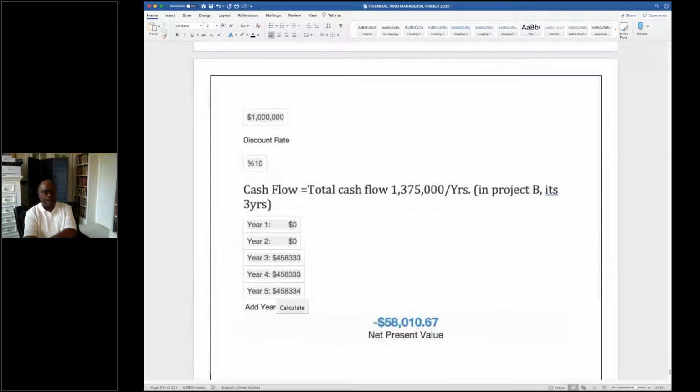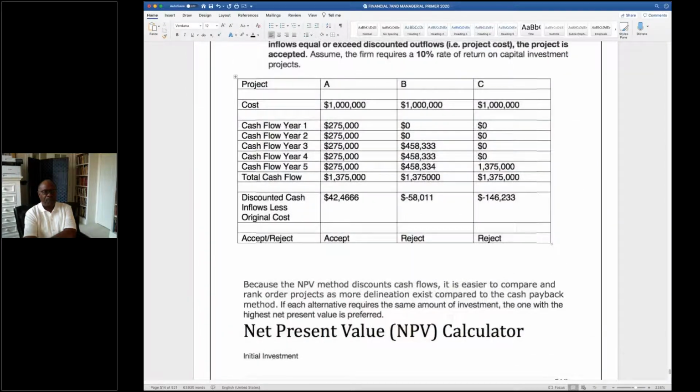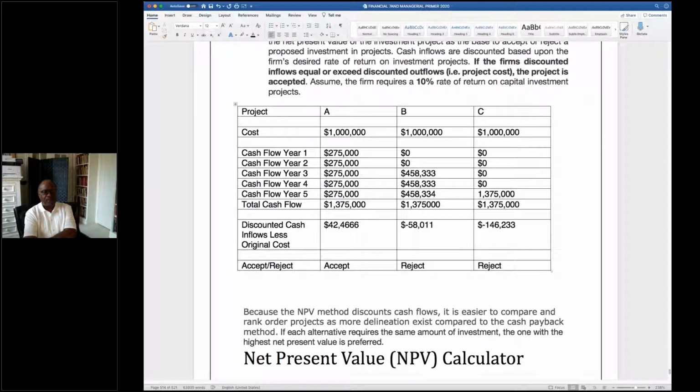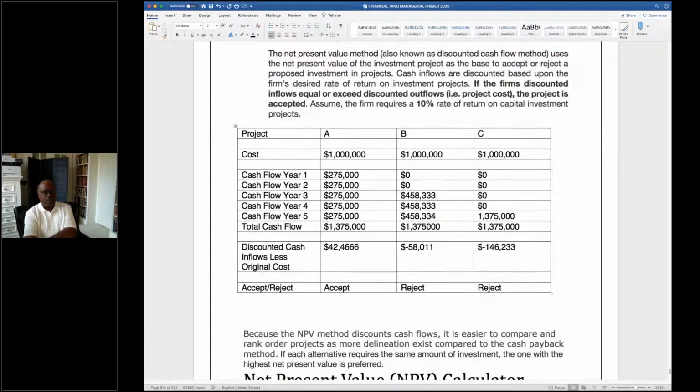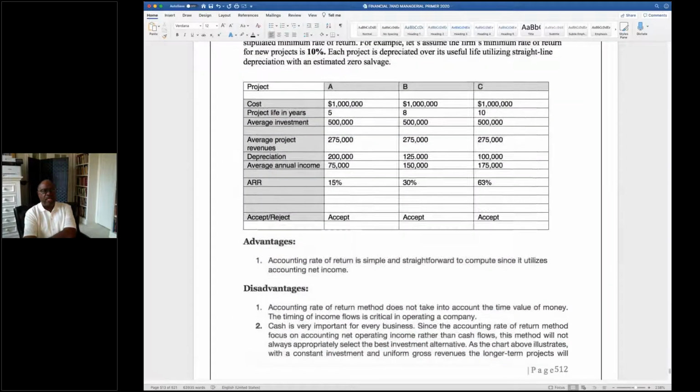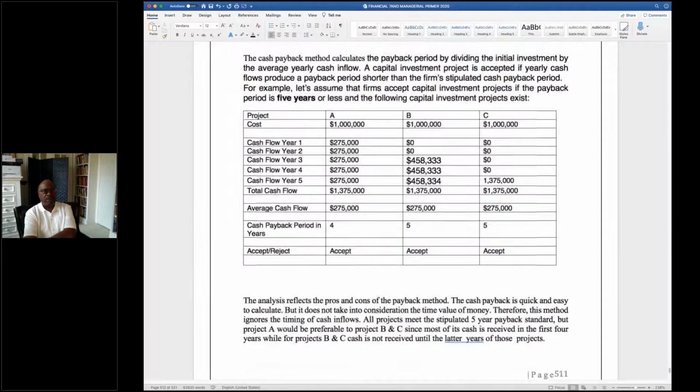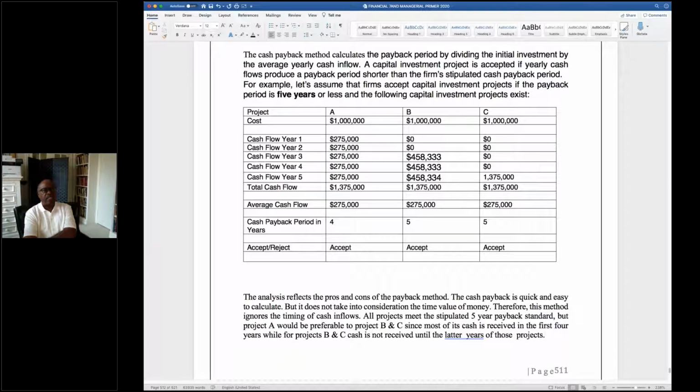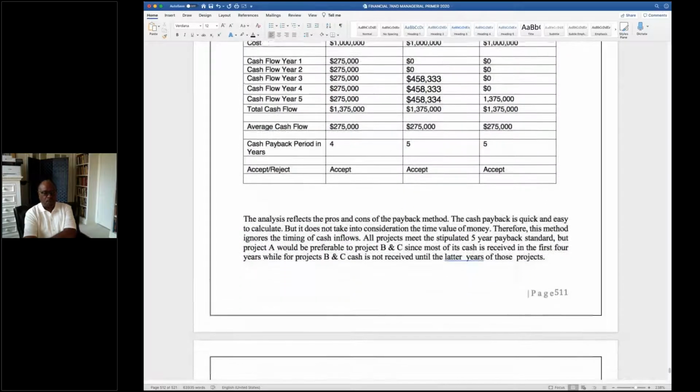Wait, how did you know that they made 275? Where did they get that from? We're using that in each case. Oh, so that's given. Yeah, that's a given. Okay.